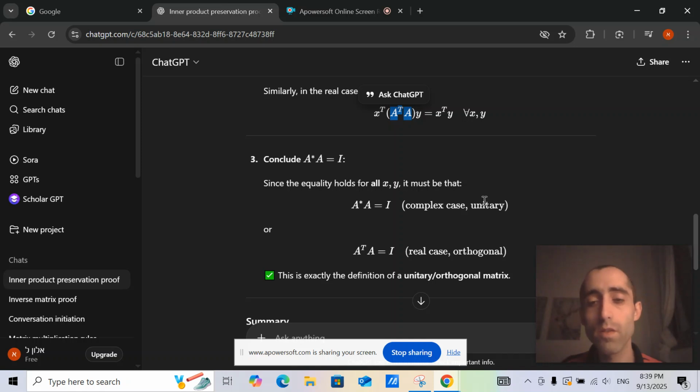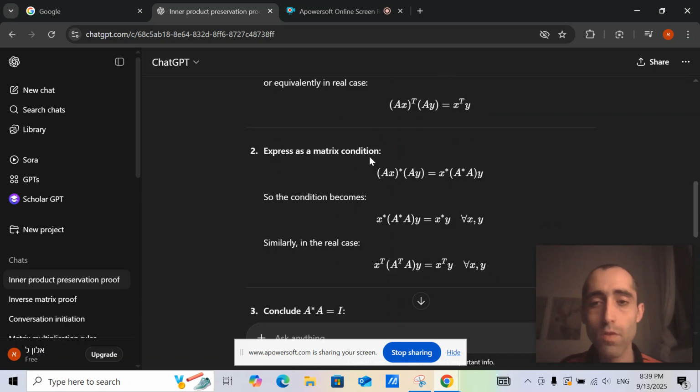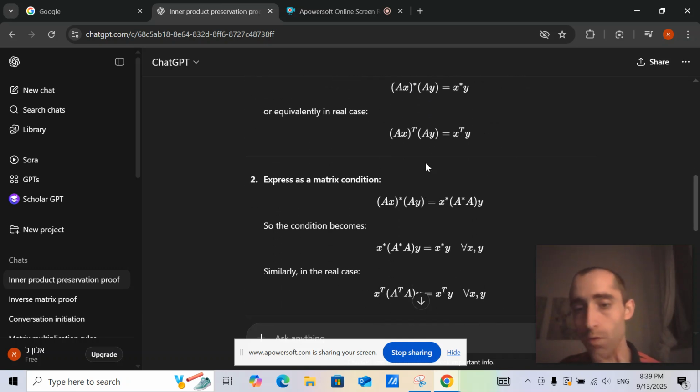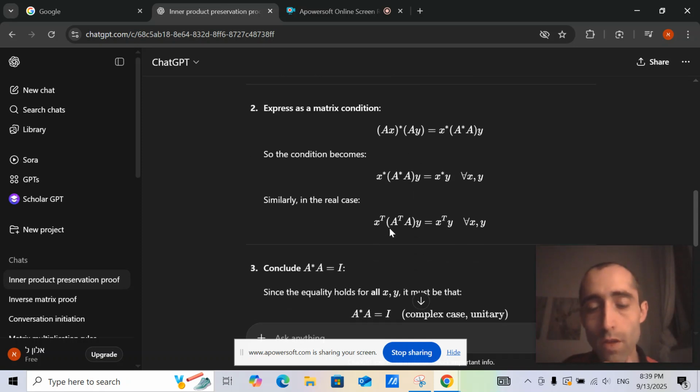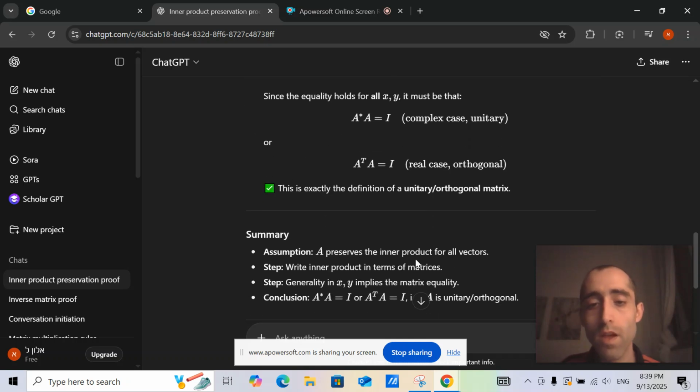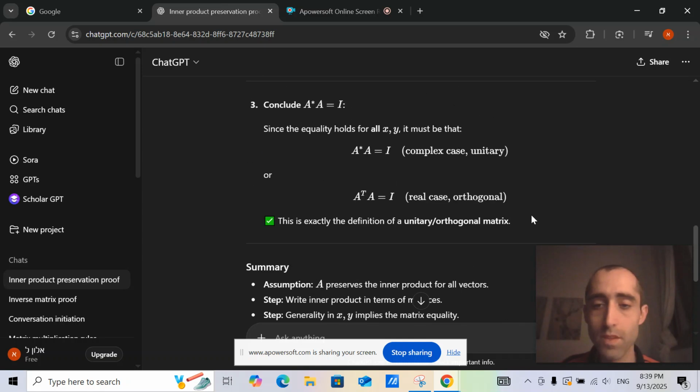In the complex, we call it a unitary. In the real, we're talking about an orthogonal, and this is the definition for a unitary and an orthogonal matrix. So we saw how we just started with preserving the inner product, got to this equation for every x and y, and concluded that it must hold that A complex conjugate A equals I, or A transpose A equals I, which is the definition for unitary and orthogonal respectively, and that's it.